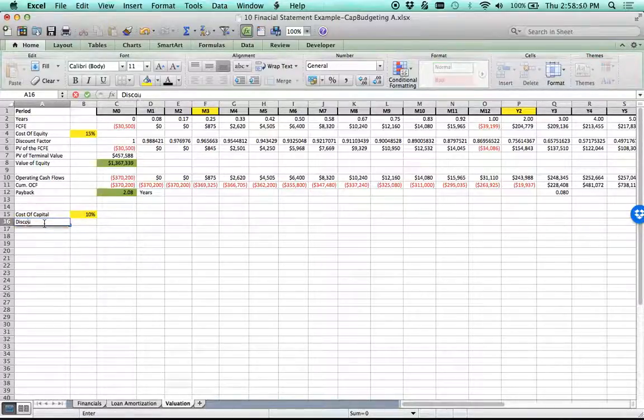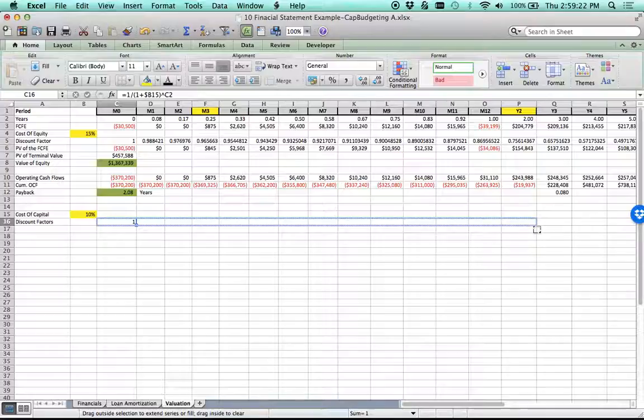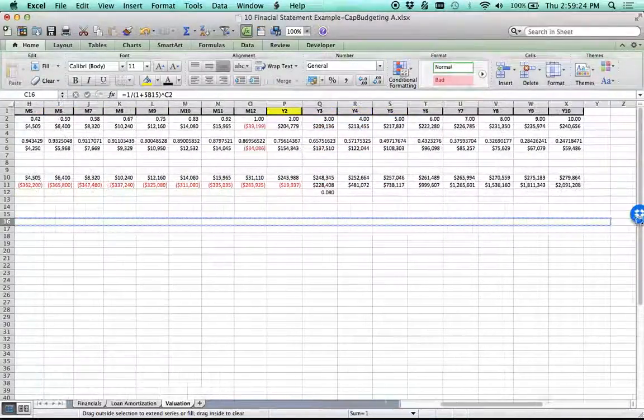So then we're going to calculate discount factors for that. And we're going to use the same year information and so forth as before. So it's equal to 1 divided by 1 plus our discount rate, in this case cost of capital. Put the dollar sign in front of that. Raised to the power of the number of years. And remember, we're working with fractions of years when we're doing the first few months. And then we get to multiple years here.